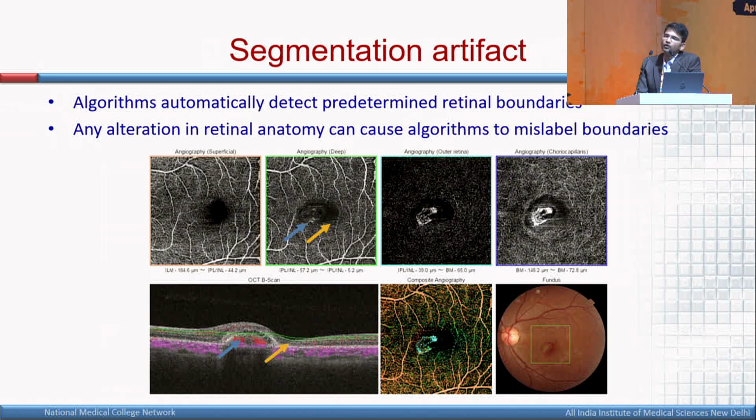It's very important that you know what the segmentation of the machine is, because the machines will automatically segment based on the parameters that it considers from healthy individuals.